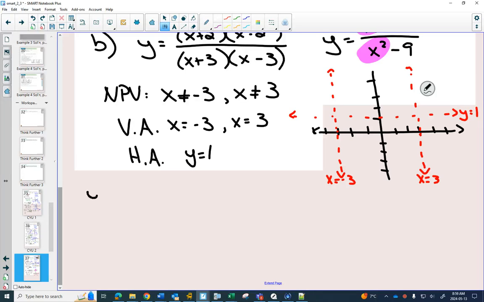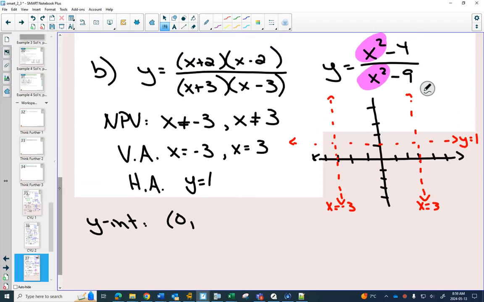I'm going to find my y-intercept first, because that's super easy. If you plug in 0 for x, I would go to the one where I have the highlighting there. I just have negative 4 over negative 9, which is 4/9. Should give me the point (0, 4/9).